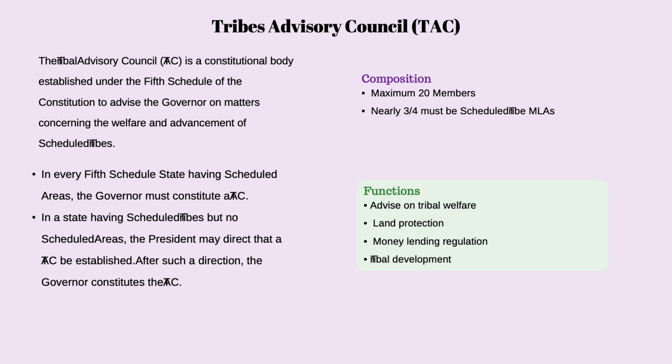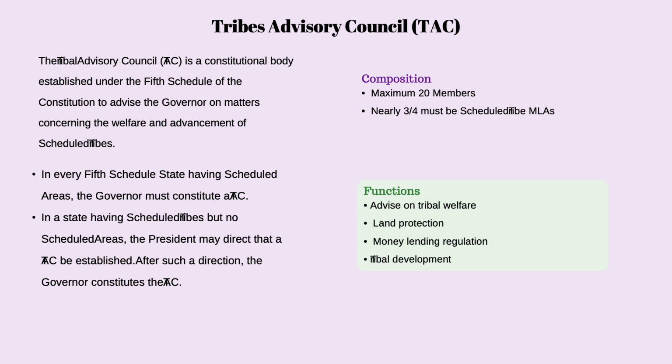Okay, and the third point is another additional condition that says that in a state having scheduled tribes but no scheduled areas, so if some states have scheduled tribes but they are not included in the 5th Schedule, outside of Northeast, don't think about Northeast, rest of India, if they have scheduled tribes but they don't have scheduled areas, the President may direct a Tribal Advisory Council to be established. After such a direction, the Governor constitutes the Tribal Advisory Council. The Governor cannot just establish a Tribal Advisory Council in areas that are not considered scheduled areas. It is only the President that may, using his power, establish a Tribal Advisory Council if necessary.